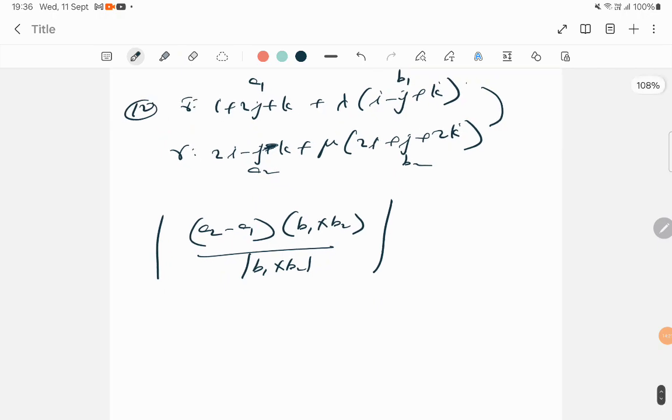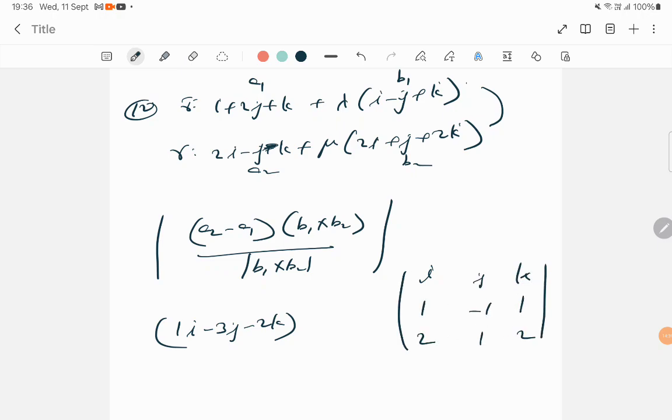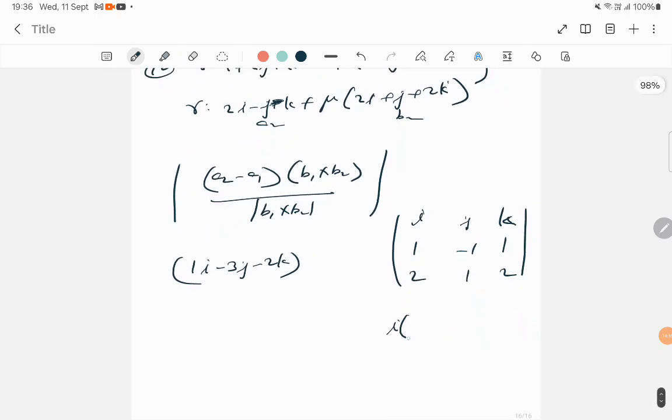You know what a2 and a1 are, subtract them. It is 2 minus 1, 1i, minus 1 minus 2, -3j, minus 2k. a2 minus a1 is done. I want b1 cross b2. Write it as i, j, k, 1, -1, 1, 2, 1, 2. You know how to cross them, the determinant way. i into (-2 - 1), minus j into (2 - 2), plus k into (1 + 2). So -3i + 0j + 3k.